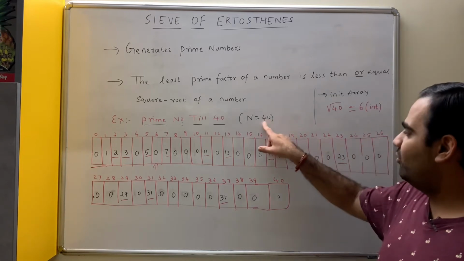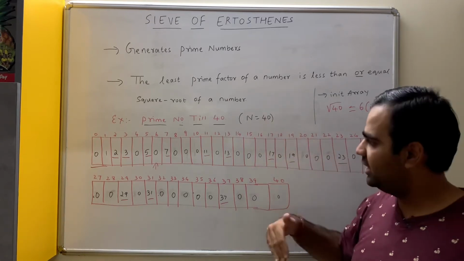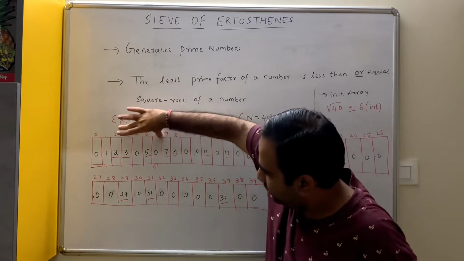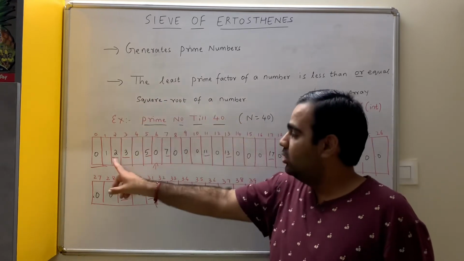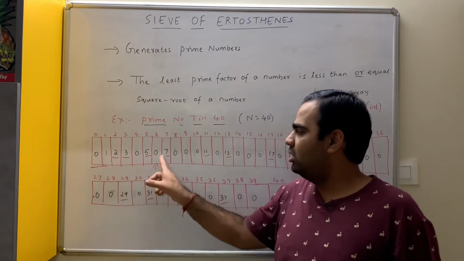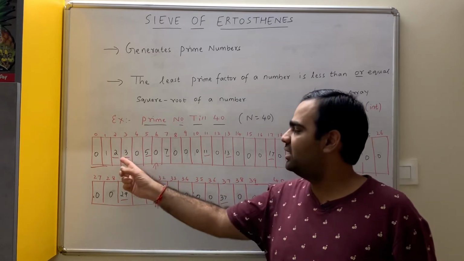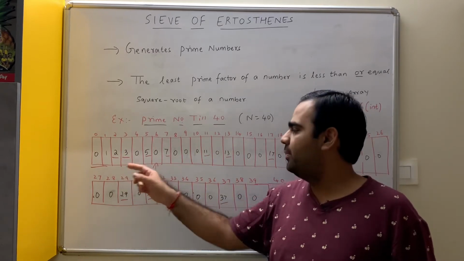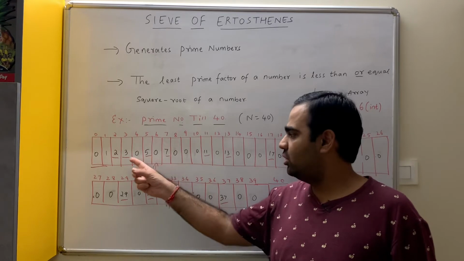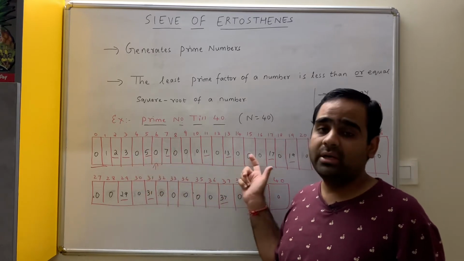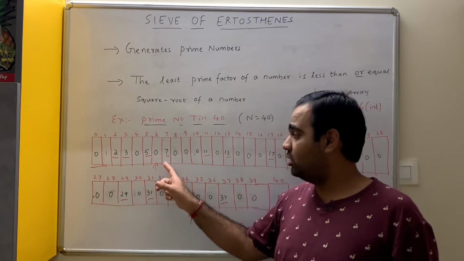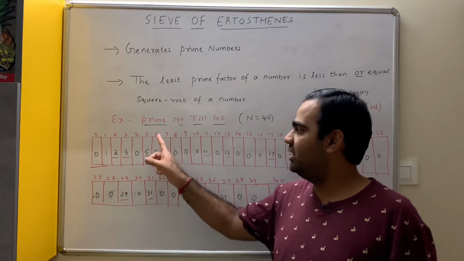Now square root of 40 is 6 point something. We take the integral value. That means till 6, starting from 2. Now start with 2, make all the multiples of 2 as 0. Take the next non-zero entry, make the multiples of 3 as 0. Take the next non-zero entry, it is 5. Make the multiples of 5 as 0. Take the next non-zero entry, it is 7. But 7 is greater than 6.